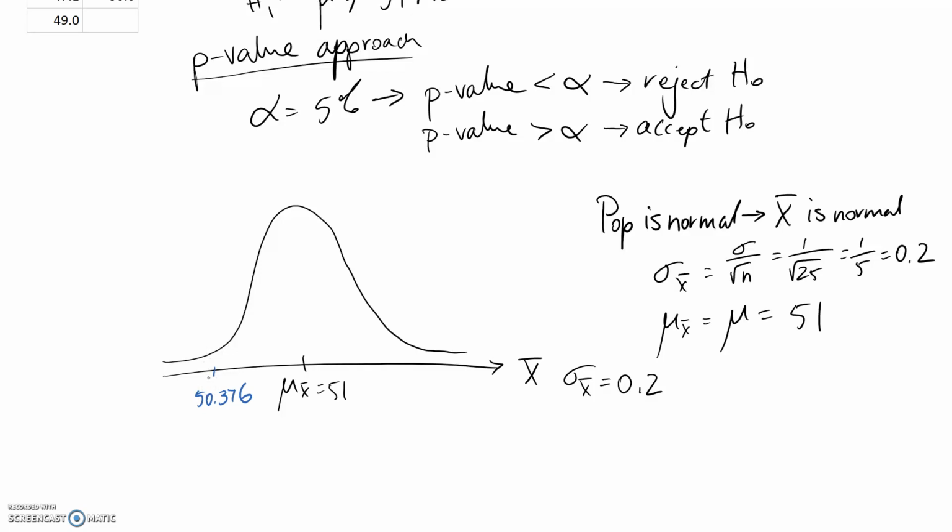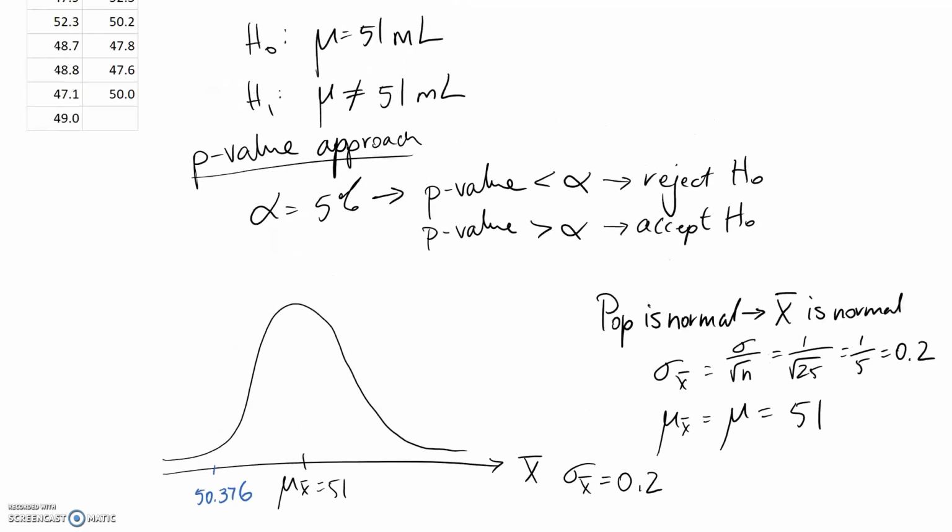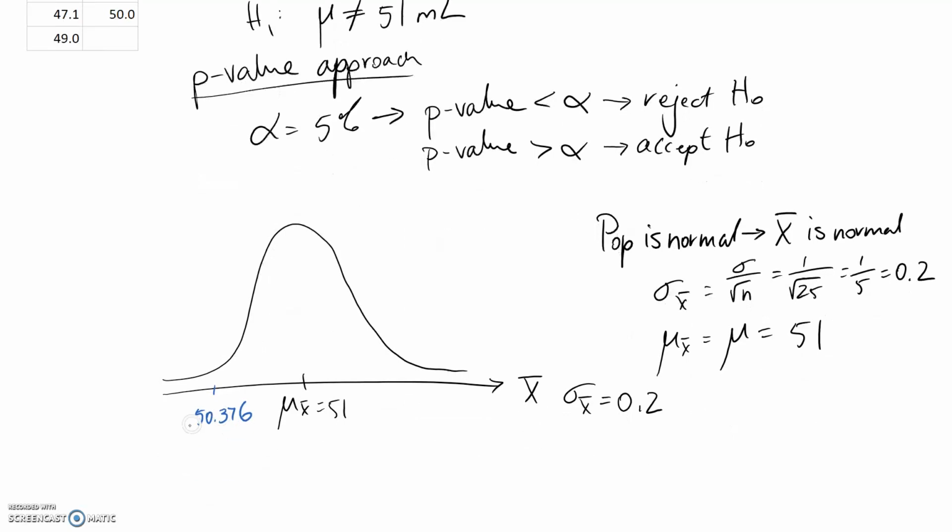Alright, so what we're looking for when we test this hypothesis, where the alternative is that mu is not equal to 51, is getting this result or something more extreme. But since this time we don't really care whether the more extreme is larger or smaller, we're going to have a two-tailed test. So we need to figure out the probability of getting a mean of 50.376 or less, as well as the probability of getting some point here or more.